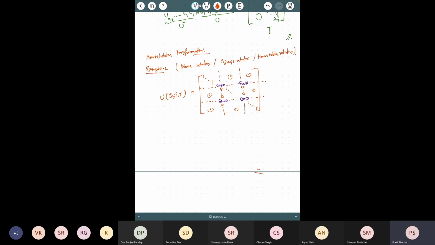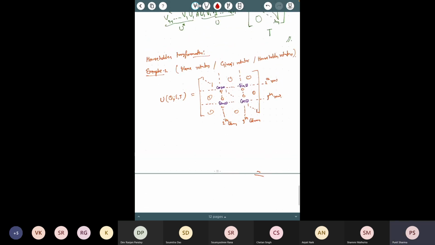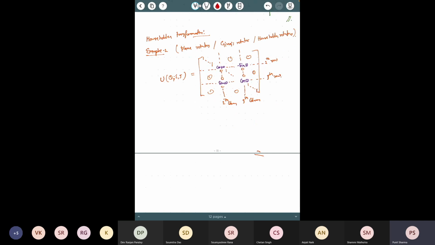Okay. Now what is this matrix? So this is the ith column, this is the jth column, and this is ith row, and this is jth row. Okay. So what is this matrix? You can verify that this is an n cross n matrix, and this is a unitary matrix. Or when everything is real, then it is a real orthogonal matrix.